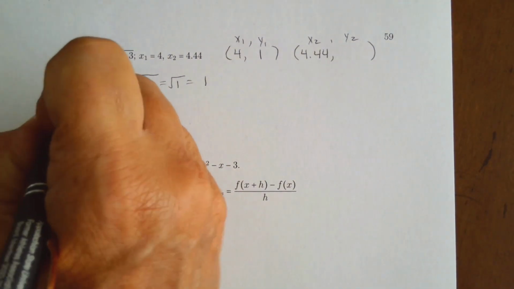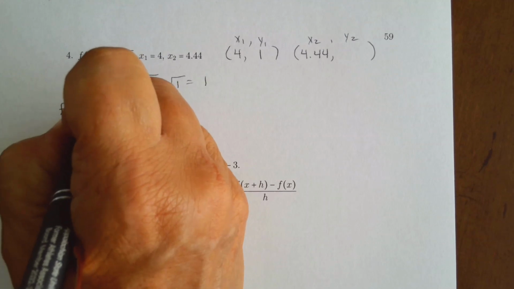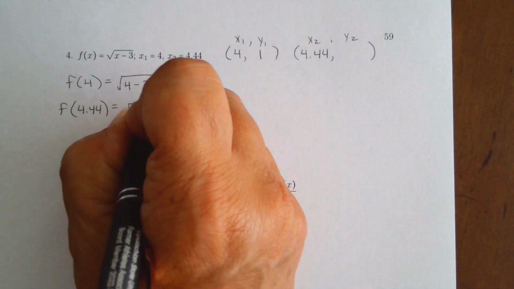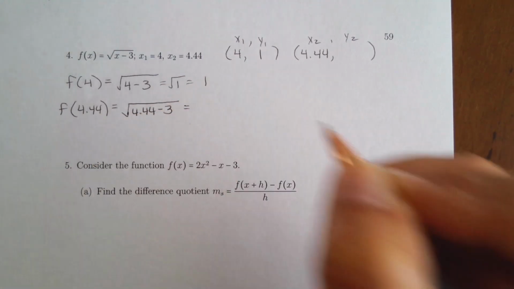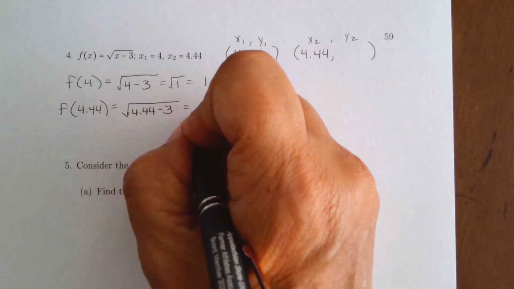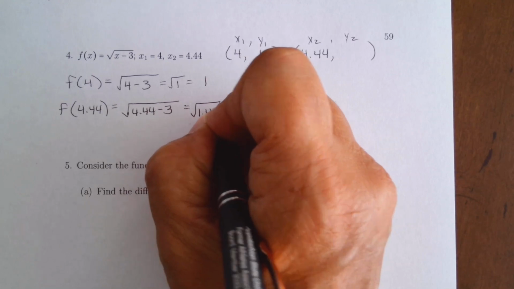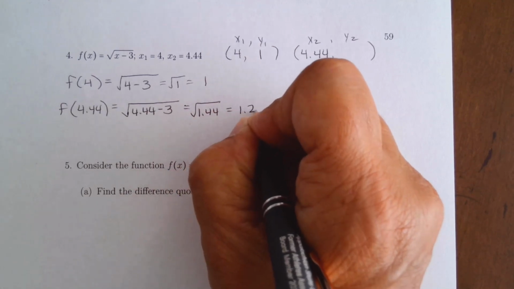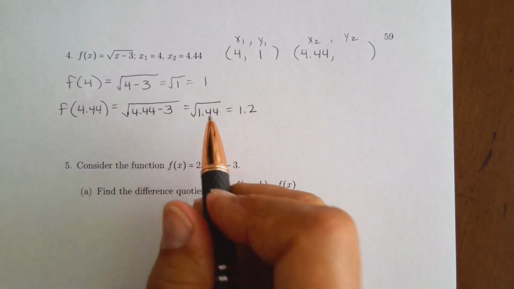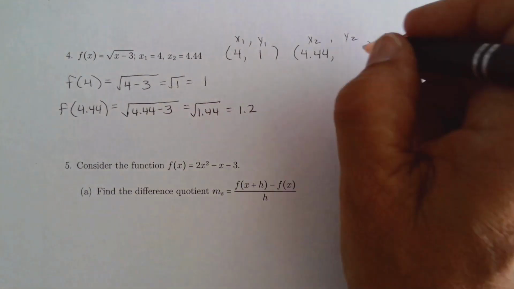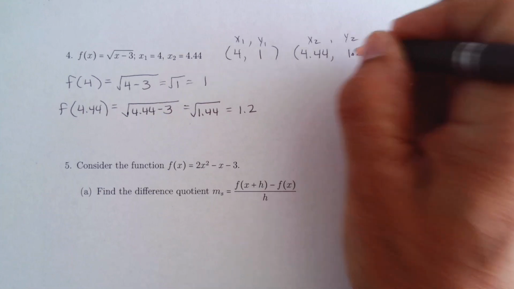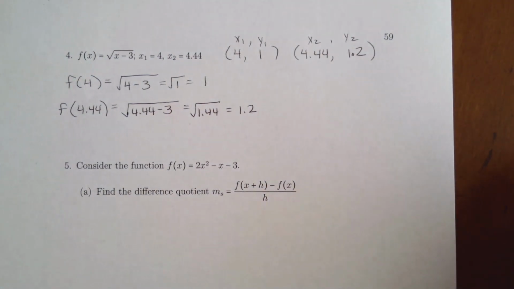And now I'm going to do f of 4.44, which is the square root of 4.44 minus 3. That is the square root of 1.44, which actually works out, right? 12 squared is 144, so we just move the decimal. So 1.2 is the square root of 1.44. All right, so you have your ordered pairs.